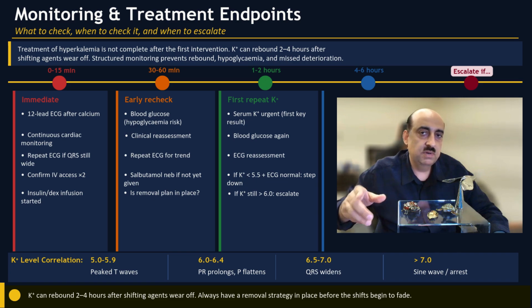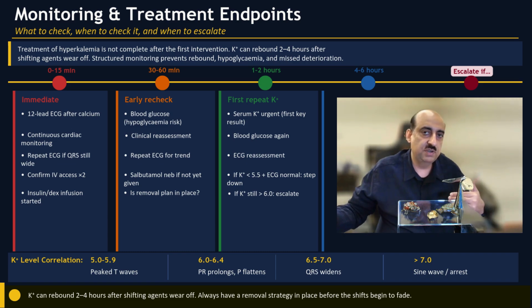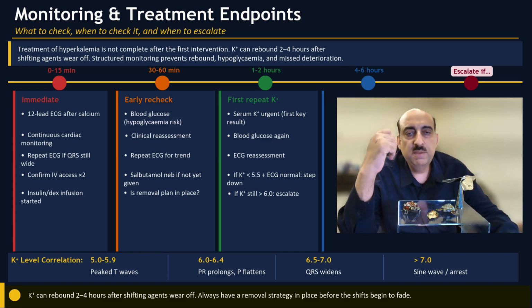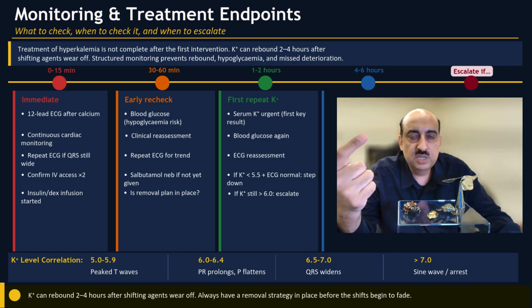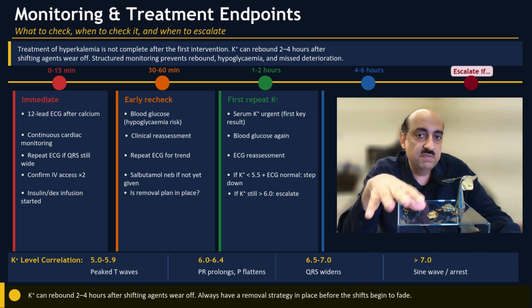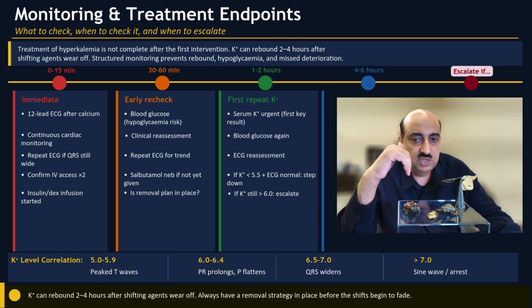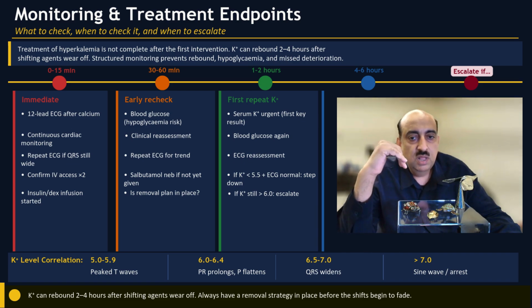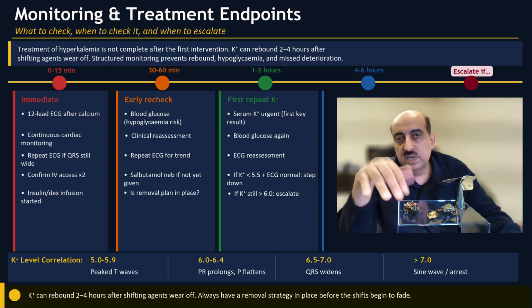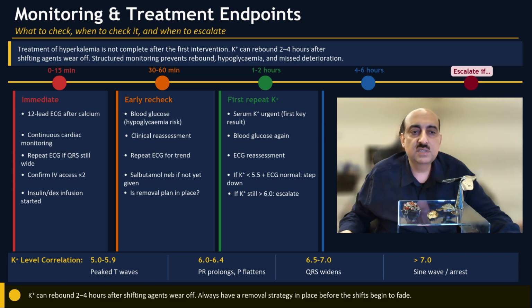After the first hour, between the first and second hour, the key priority is crucial because the potassium which you have shifted might bounce back. So monitor early: repeat VBG, look at the potassium, monitor blood sugar, and reassess the ECG to make sure that the changes have improved and stabilized. If the potassium is less than 5.5 and the ECG is normal, then you can step down. However, if the potassium is still above 6, either you need to reinitiate the process or you have to escalate, whichever the case may be.